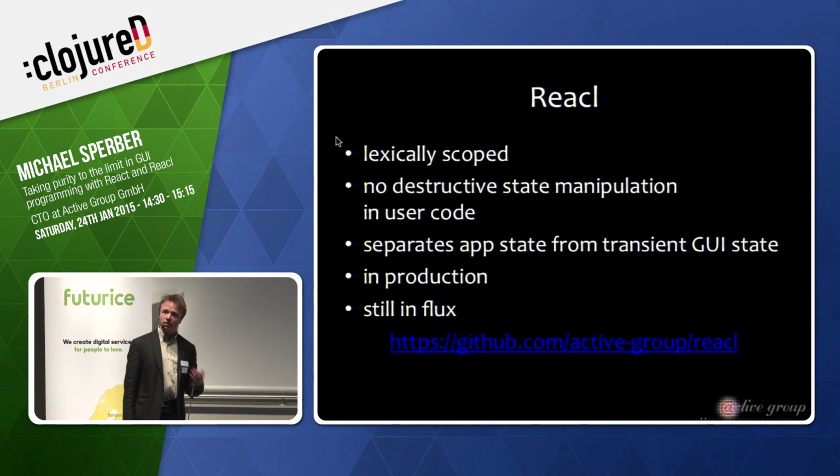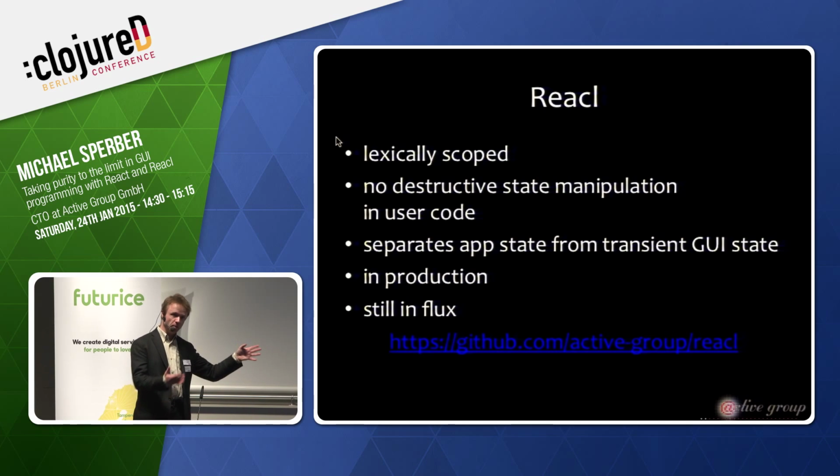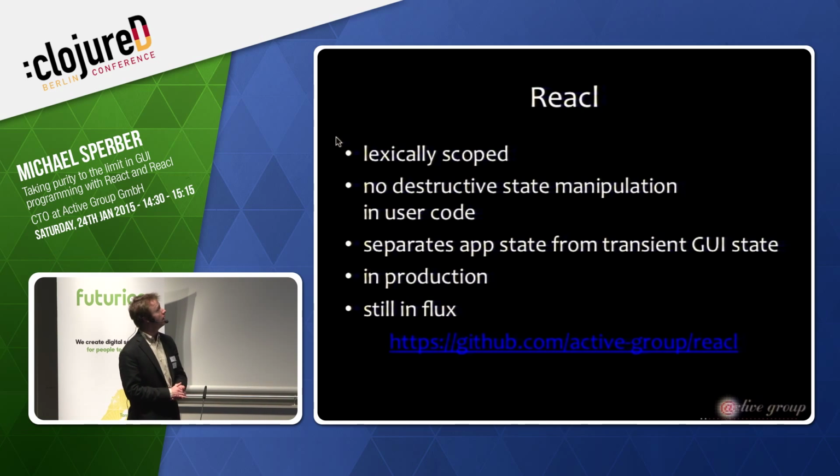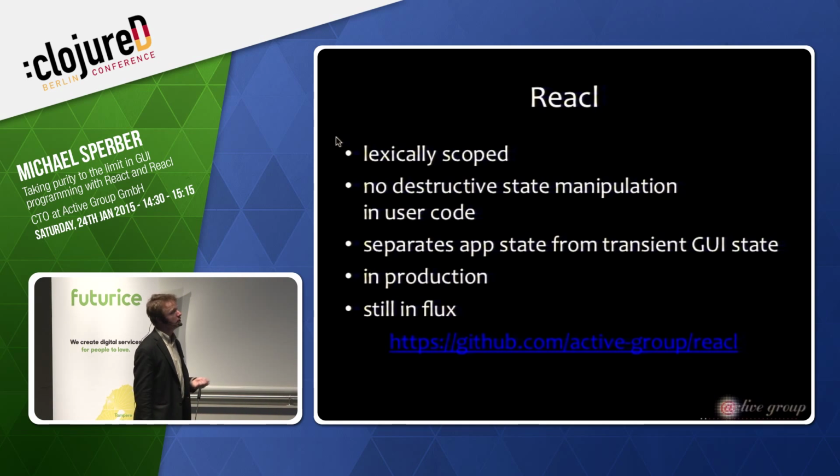We felt it was really a good guideline for developers to have them separate the app state, which is fundamental to your application, and transient GUI state, which is just something that the user sees, but which only maybe becomes part of the app state later on. We've been using it in production for quite a while now, but we're still making changes to it because sometimes we're discovering that we could make it better.